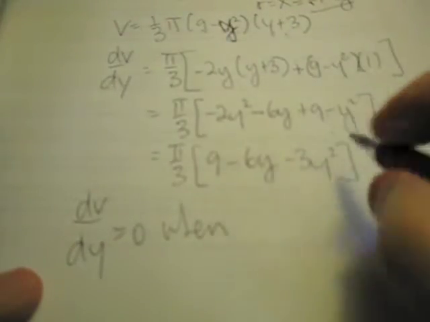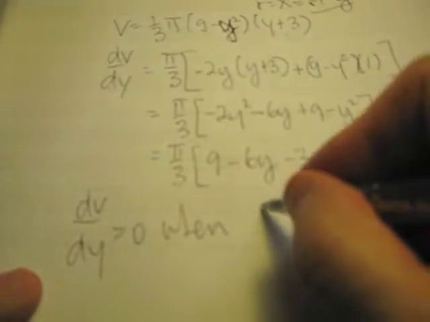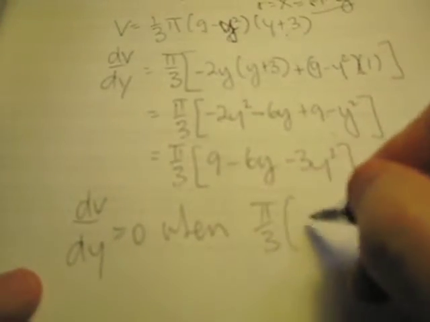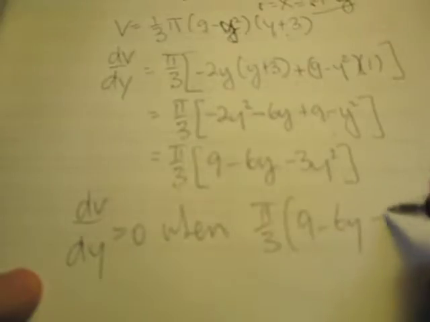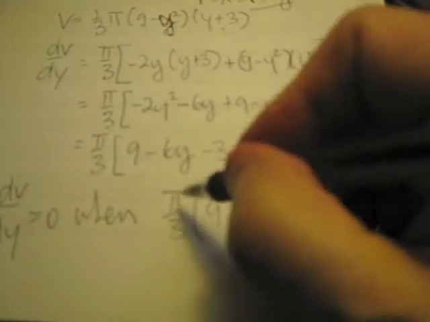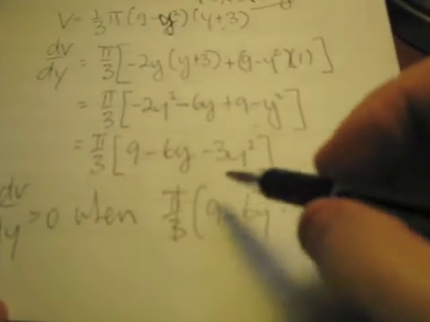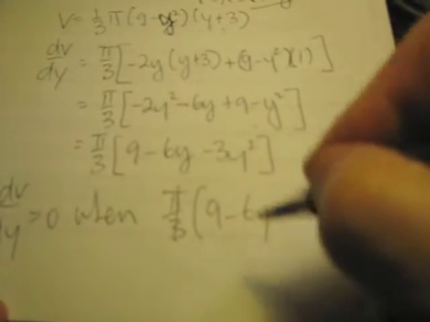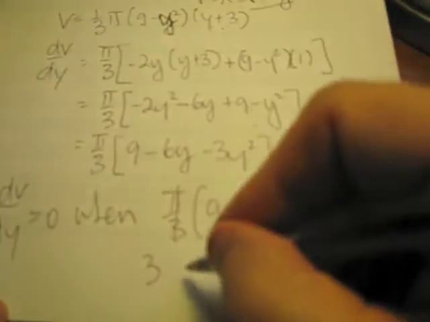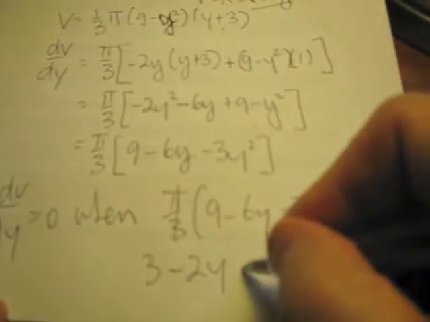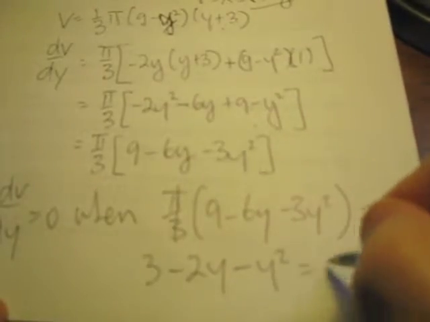okay, well, the pi on 3 doesn't count. Well, we'll put it in there just so you realise that this is equal to 0. Okay, so we don't need to worry about this. We can divide both sides by pi on 3. We can actually divide through by 3 as well and get 3 minus 2y minus y squared equals 0.